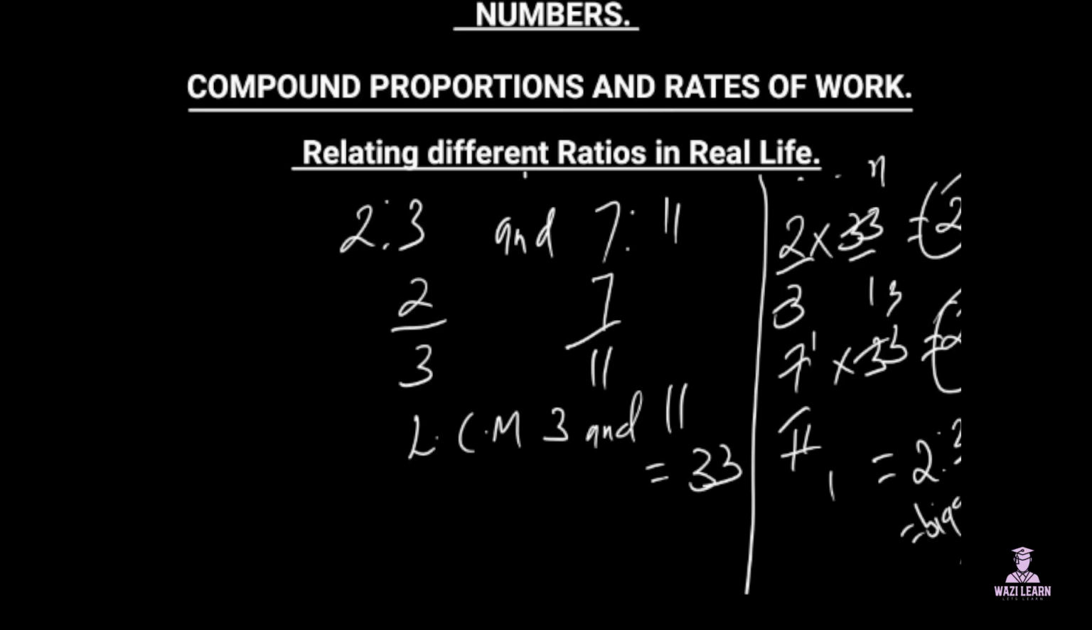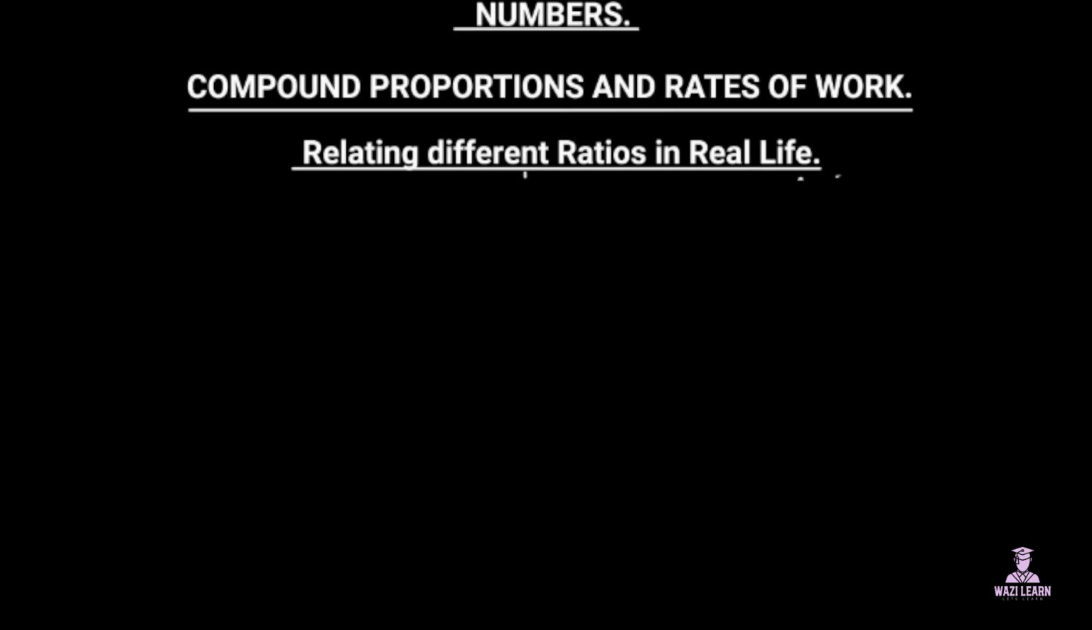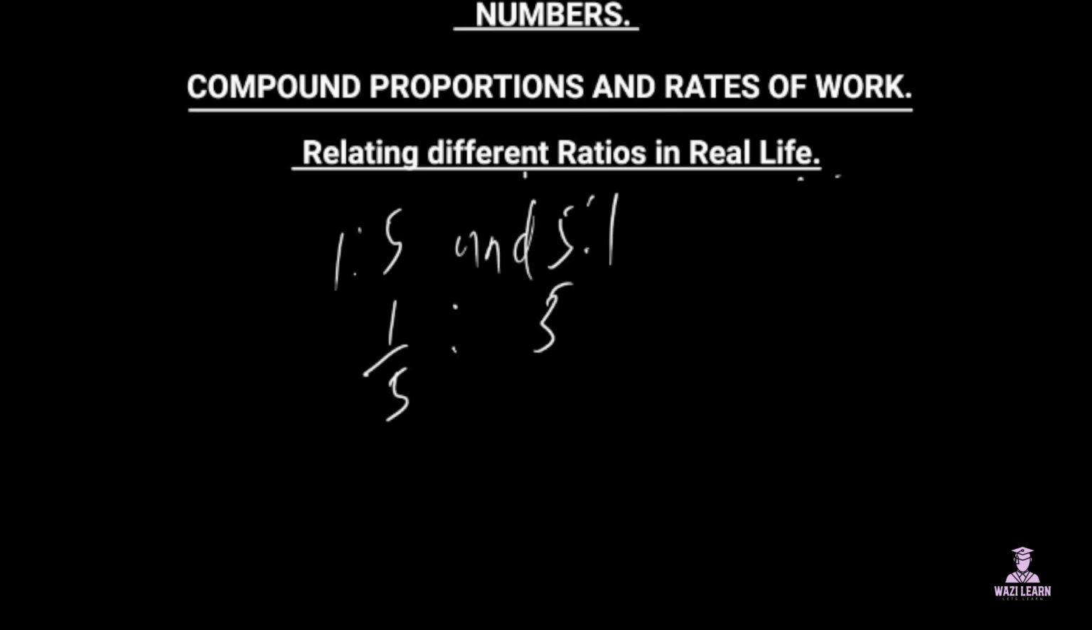Let us look at another example. Find the least ratio between 1 to 5 and 5 to 1. So in fraction form, this one will be 1 over 5, then this one will be 5 over 1, which is the same as 5. So our LCM is 5.